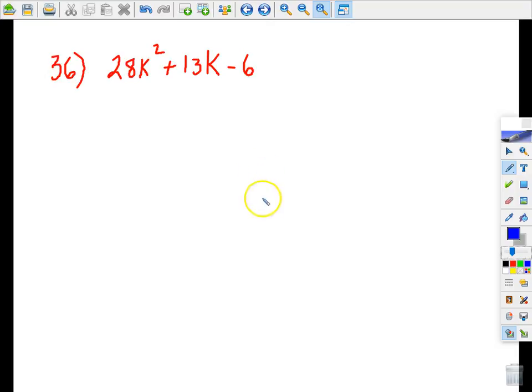Okay, let's try this one. Another one using the box method. Is there a GCF?